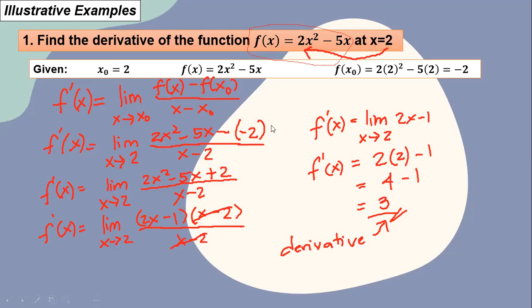So, that's basically it. So, kanina, hinanap pa natin yung equation ng tangent line. Okay? So, ngayon, derivative lang ng ating function. Parang naghanap lang din tayo ng slope of the tangent line.